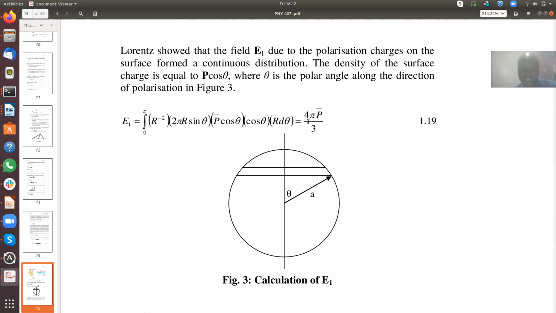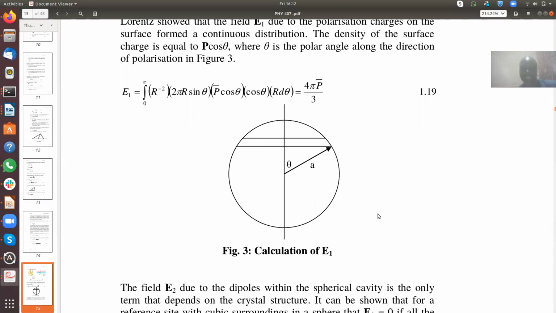So this is what we are trying to say. E1 will now be the integral from 0 to pi of R, capital R minus 2 pi R. So this is how to compute polarization in a sphere.